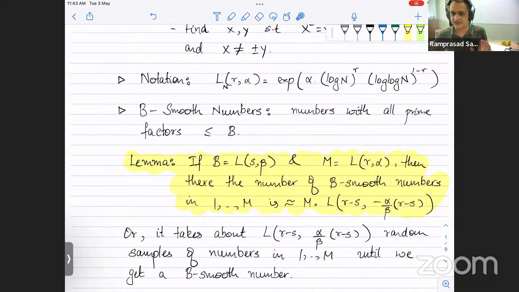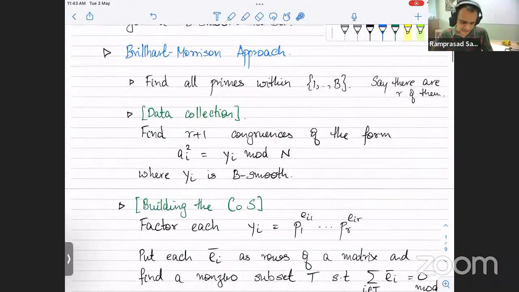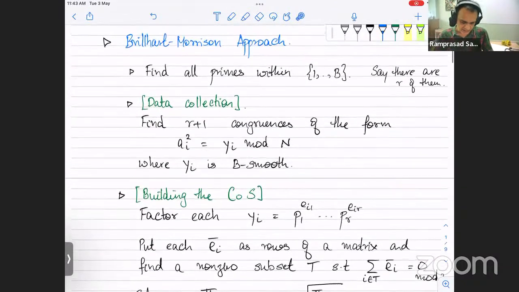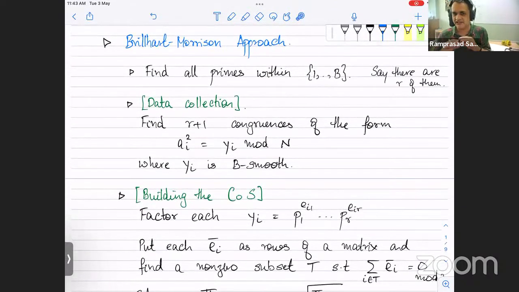Okay, so this was the basics in terms of why L functions are useful, just because of the fact that this expected thing also happens to be something in terms of this L. So dealing with the best choice of B, etc., turns out to be far easier. Okay, so what is the Morrison-Brillhart approach? The Morrison-Brillhart approach has roughly, I don't know, 3 steps that I think of.